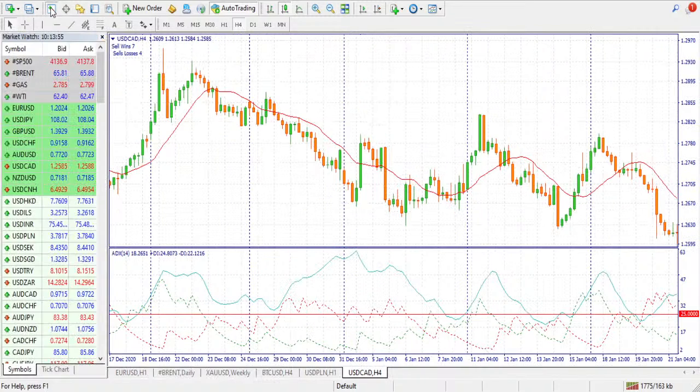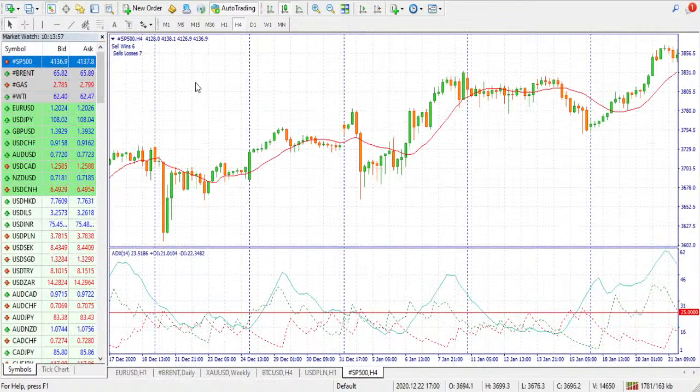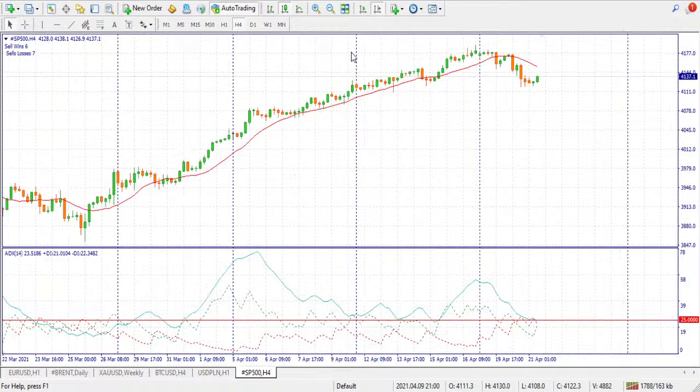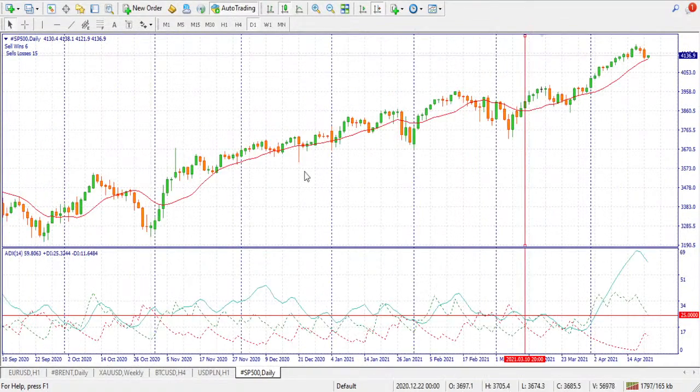I'm going to look at SP500 instead. I'm looking at this here because it has a very good trend. It has been in a very good uptrend for some time. It will give us the best example.